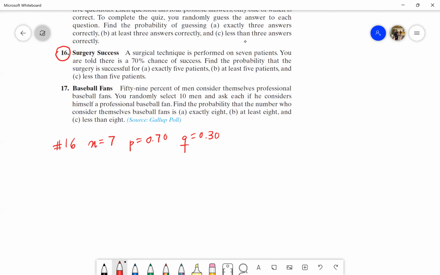What are the allowable X's here? What can we have for X? Can we have 0 successes? Can we have 1, 2, 3, all the way to 7? So those are all the allowable values of X. So now it says part A, what is the probability X equals 5, that we have 5 successful surgeries?